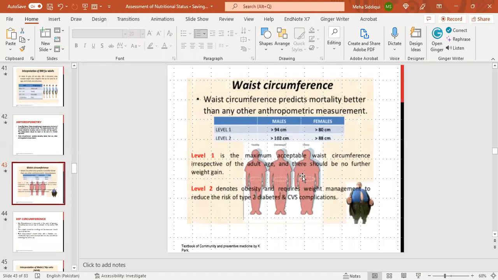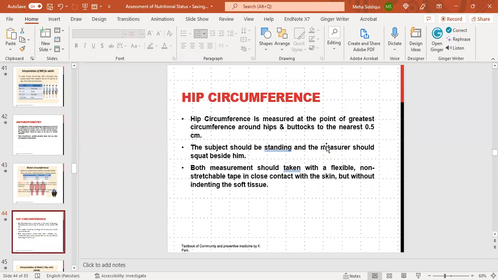In level 1, there is a maximum acceptable waist circumference irrespective of adult age, and there should be no further weight gain, in which the cutoff value for male is greater than 94 centimeter and for female greater than 80 centimeter. Level 2 denotes obesity and requires weight management to reduce the risk of type 2 diabetes. So the level 2 cutoff value for males is greater than 102 centimeter, and for females it is greater than 88 centimeter.